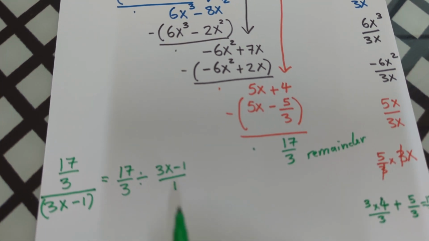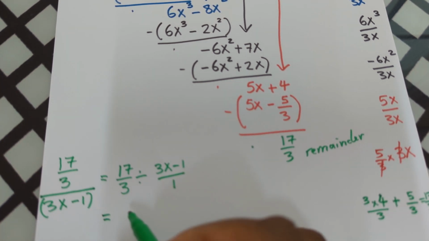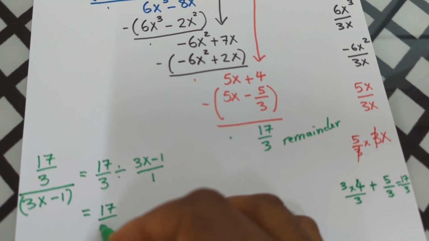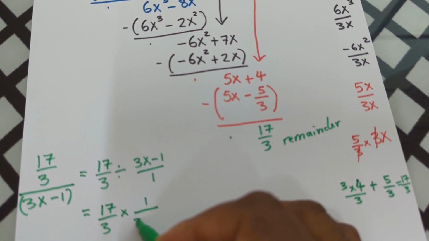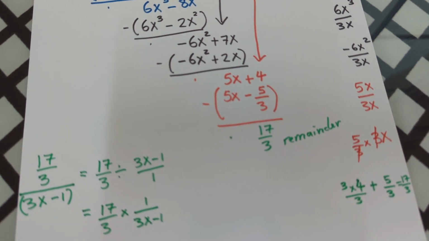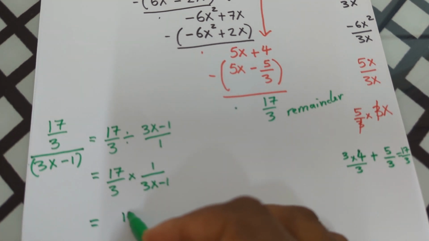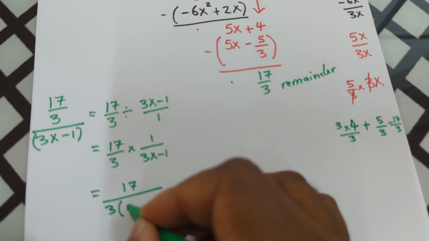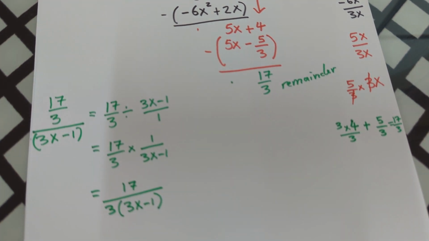And we know that when you are dividing fractions, we change the division sign into a multiplication sign and we flip the second fraction. So this will be 17 by 3 and multiply it with 1 divided by 3x minus 1. Now it can be simplified into 17 over 3, then open bracket, 3x minus 1 close bracket. So this is our simplified form of our remainder.